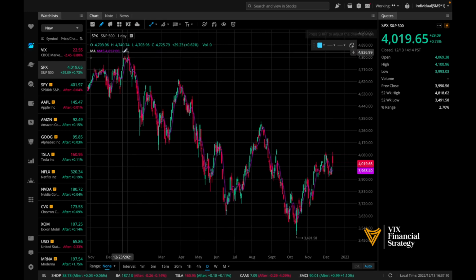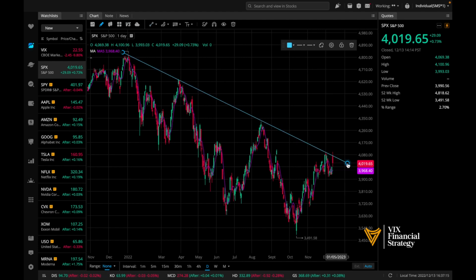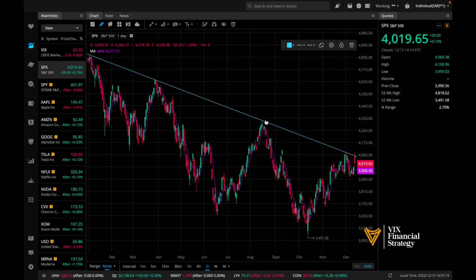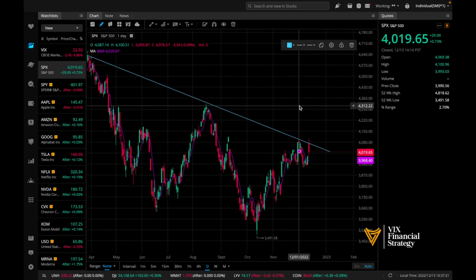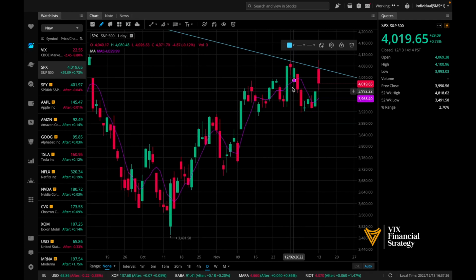Okay, so let's draw a trend line. We have our first touch, our second touch, and our third touch. Touch 1, touch 2, touch 3. All right, this trend line is being respected. Let's look at the fourth touch right now. This was about a couple weeks ago.